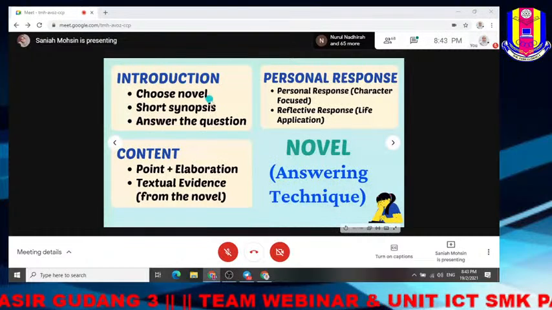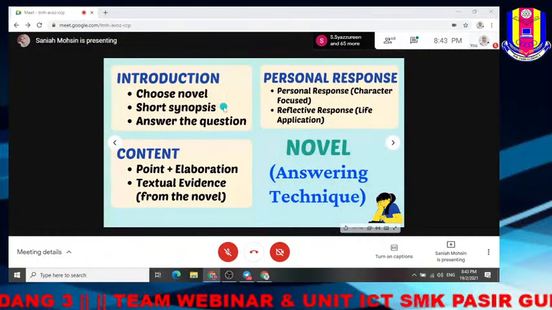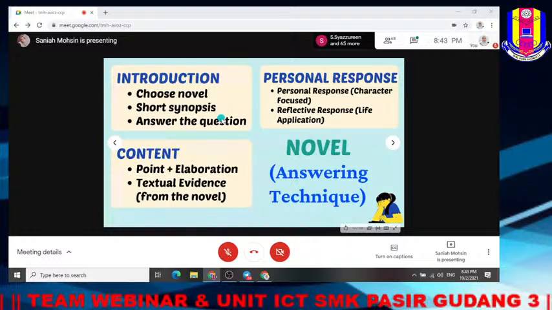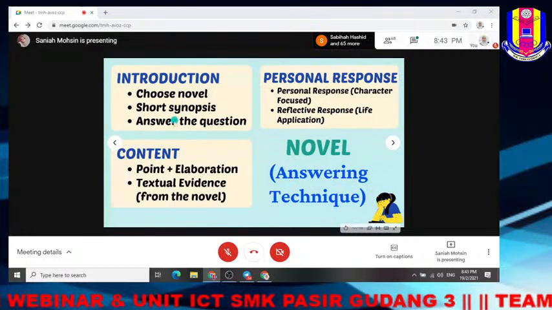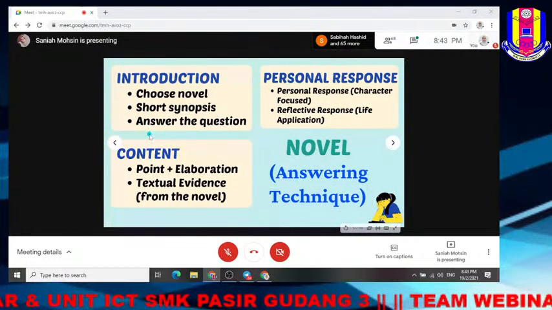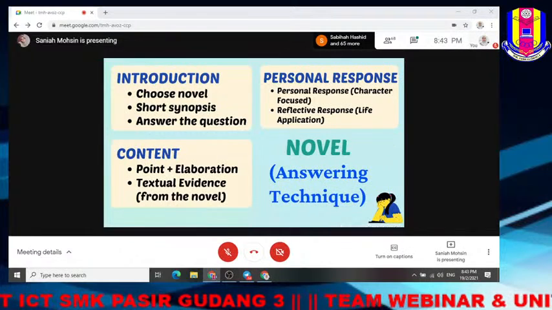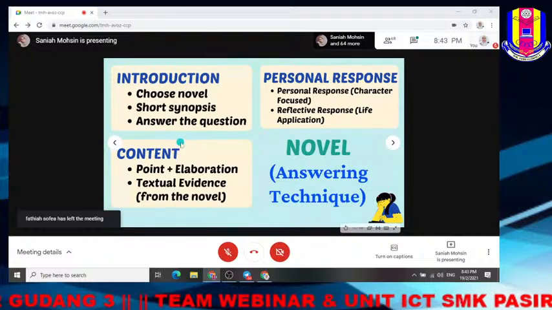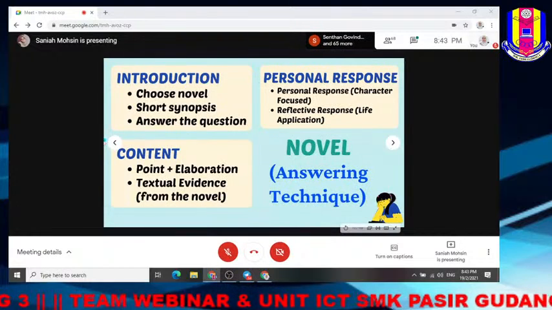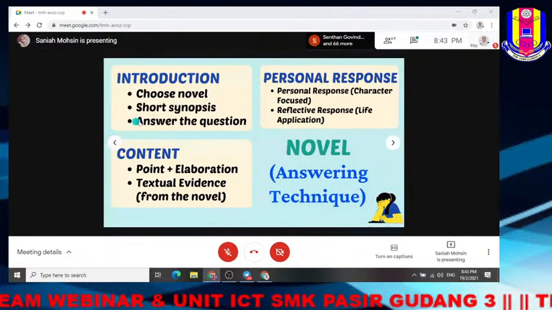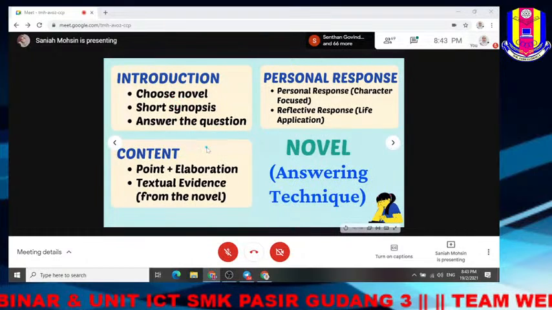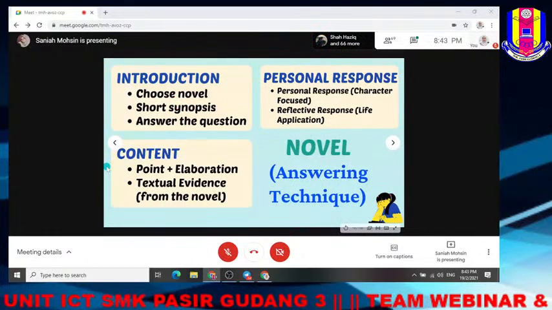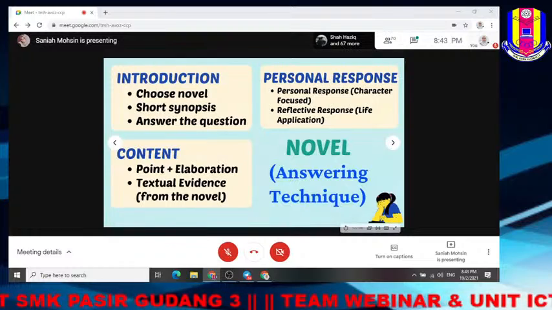So you have to write in the beginning of your answer that you choose the novel Captain Nobody. And then next, kamu letak short synopsis. Short je, jangan buat sampai 5-6 baris. Sikit je. What is the story about, who is involved, cukup lah, dalam 2-3 ayat. And then you must answer the question. Dari segi content, pastikan the point.